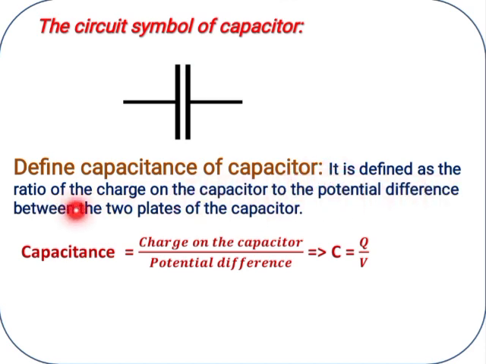The next definition for the capacitance of the capacitor: it is defined as the ratio of the charge on the capacitor to the potential difference between the two plates of the capacitor. So, capacitance is equal to the charge on the capacitor divided by the potential difference, which implies C is equal to Q by V. This is a very, very important expression. Using this expression we can remember the definition also.